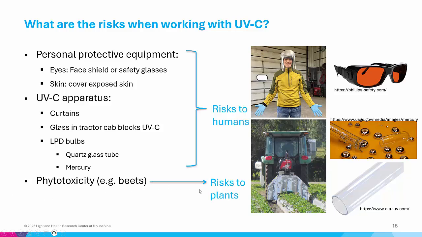There's also risk to plants. As for plants, there's a possibility of phytotoxicity. That's damage to the plant depending on the dose. Plants vary in susceptibility, and strawberries are very robust, for example, but beet foliage is not. So it is possible to have too high of a dose on your plants.